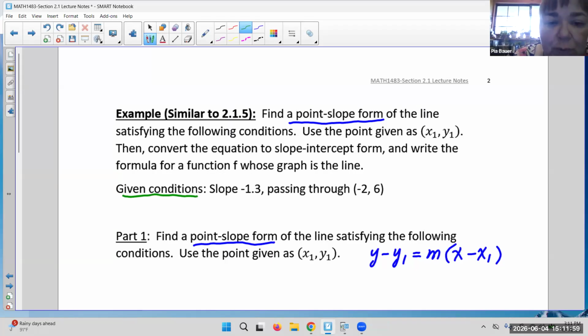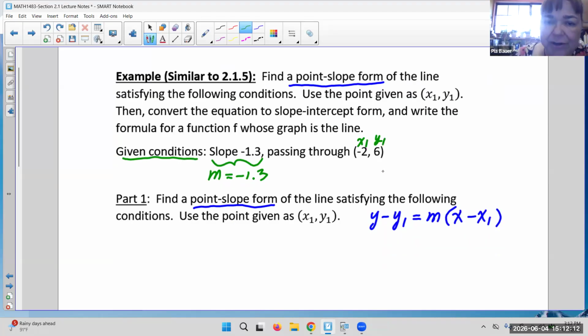We're given that the slope is negative 1.3, so m equals negative 1.3. And it passes through this point, so this will be my x1 and my y1. As it turns out, we know everything we need here. We know y1, we know m, and we need x1. So we're going to substitute. We have y minus y1, and that's a 6, equals m, which is negative 1.3, times x minus x1, but x1 is negative 2.